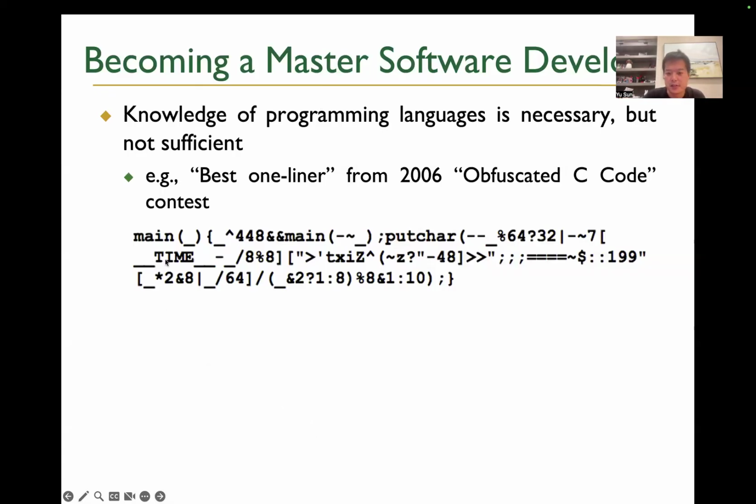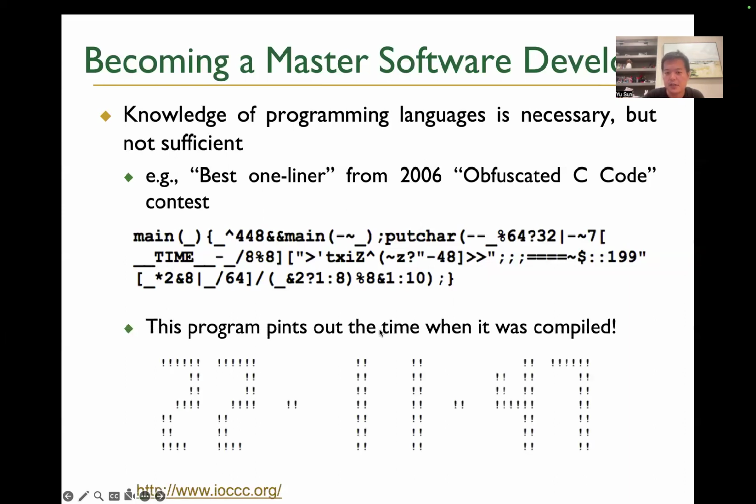So I don't know if you noticed there's something called time, right? So this program is something about printing a time. Okay, so if you run the code, it actually prints out the time when the code was compiled. And it prints out the time in this kind of format. It's not a simple number. It has to print out the time in this kind of format. It's very difficult to understand how this program even works. Okay, but it's very sophisticated code.